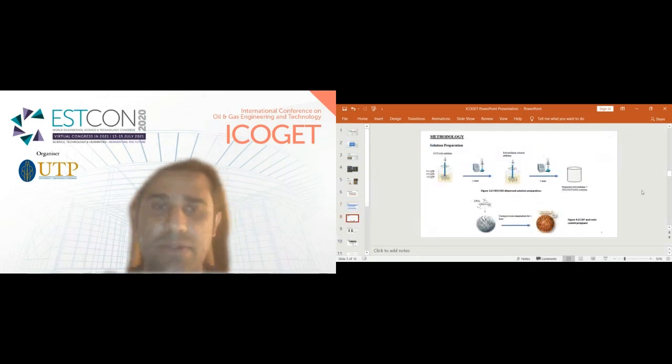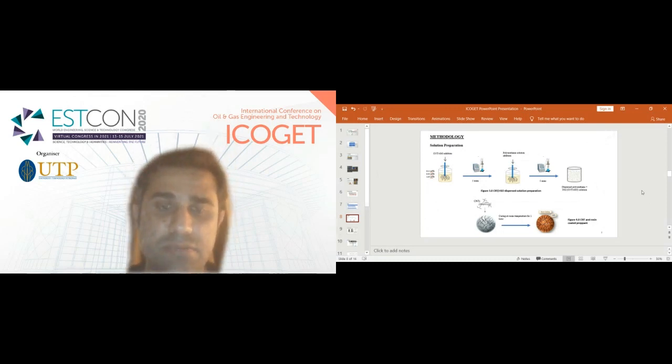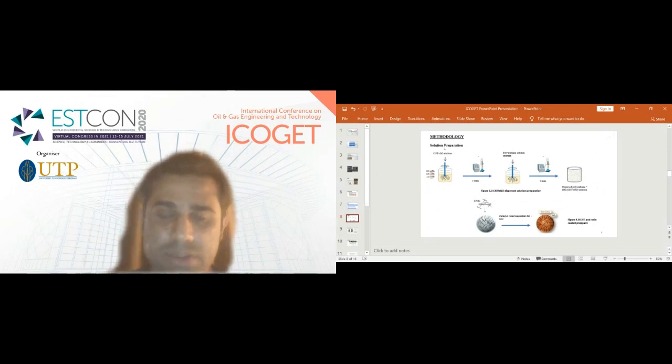Now coming towards the methodology, the first thing is solution preparation. As already stated, we will prepare 3 solutions each of CNT and graphene oxide having concentrations of 0.1, 0.5 and 1 weight%, mixed and sonicated, followed by polyurethane solution addition and again mixed and sonicated to produce a well dispersed polyurethane CNT or graphene oxide solution.